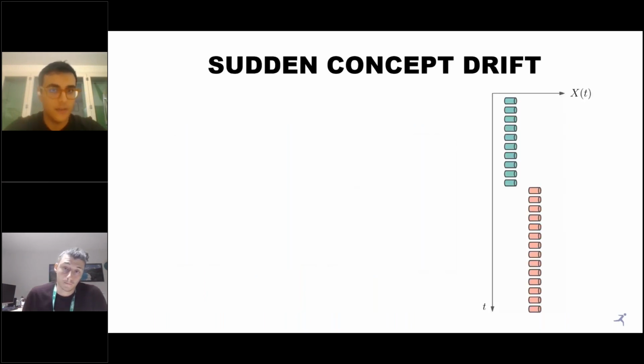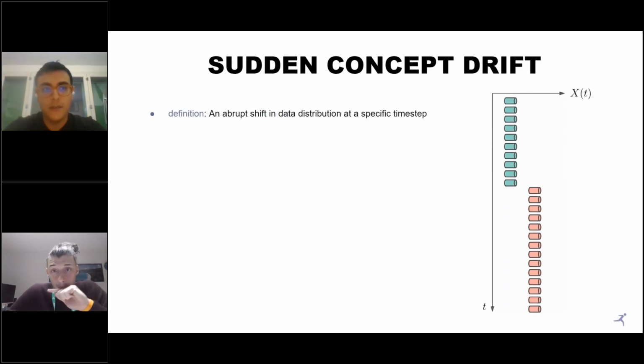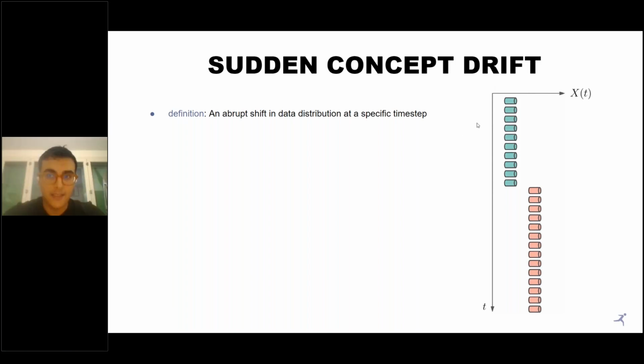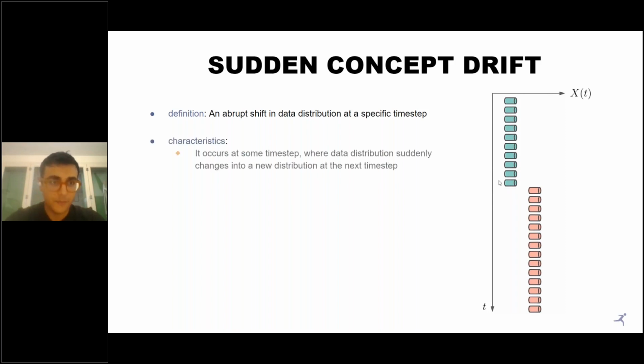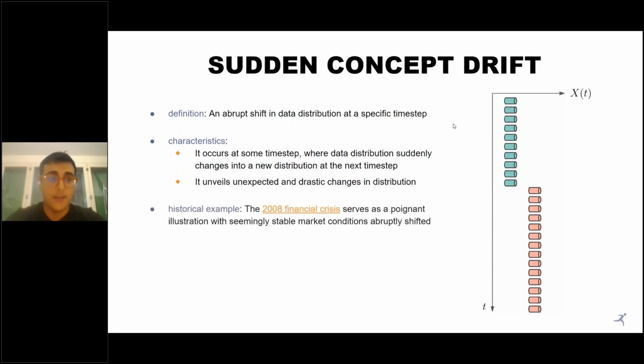So let's start from sudden concept drift. So it is an abrupt shift in distribution at some specific time step. So here we have the time axis vertically placed. So at some specific time step, we have an abrupt shift. And so it can occur at a given time step where we suddenly change the previous distribution into a different distribution. And it unveils some drastic changes in the distribution, which is also quite unexpected.